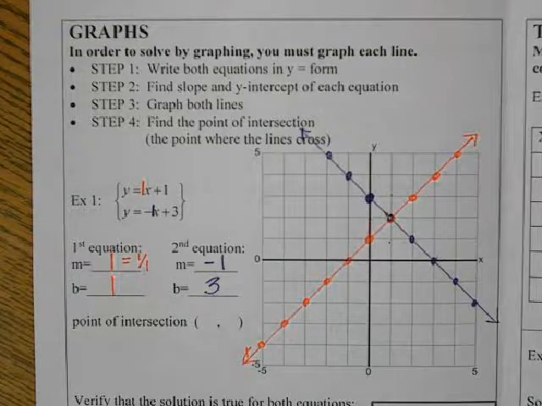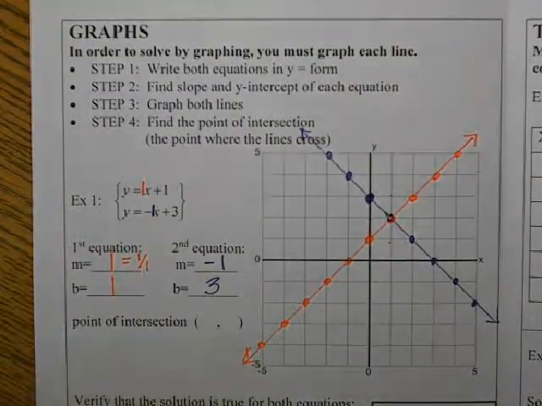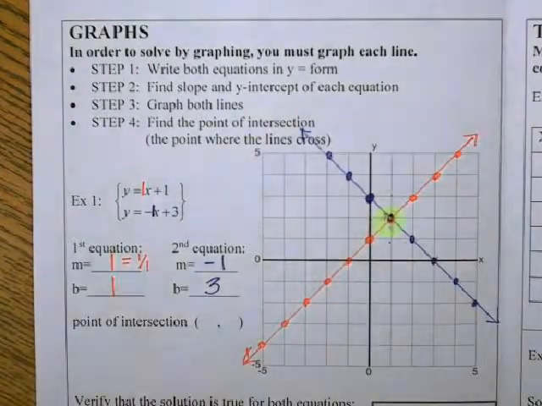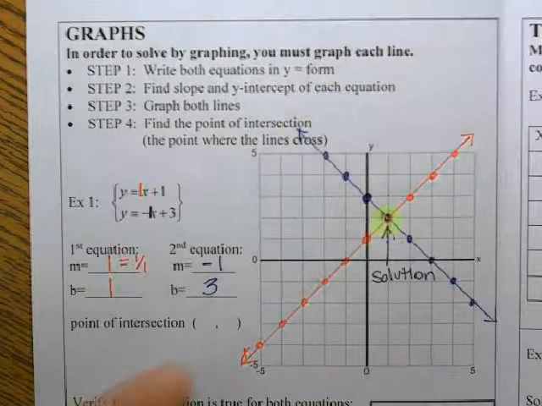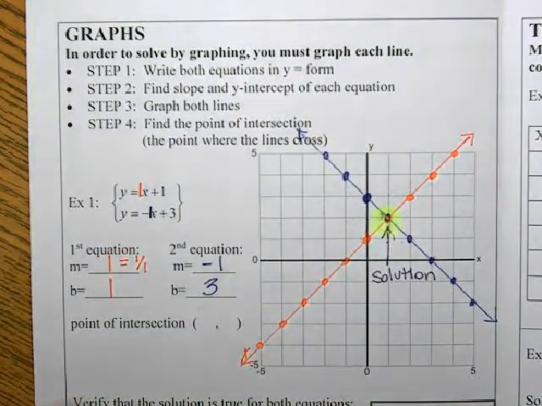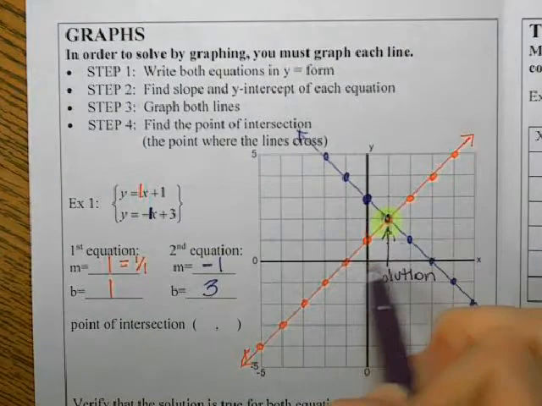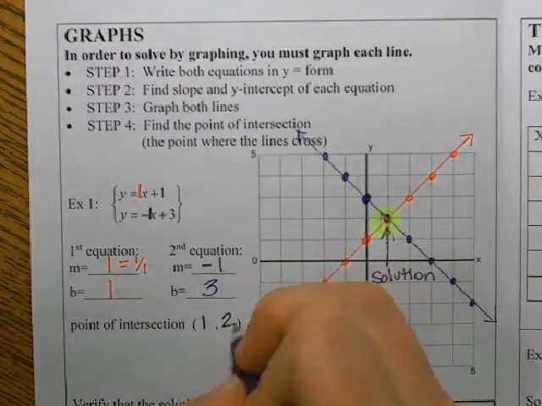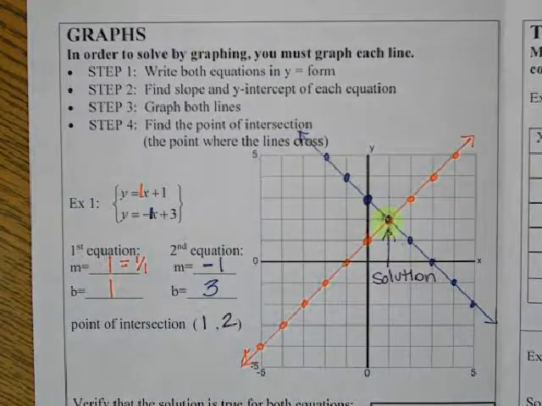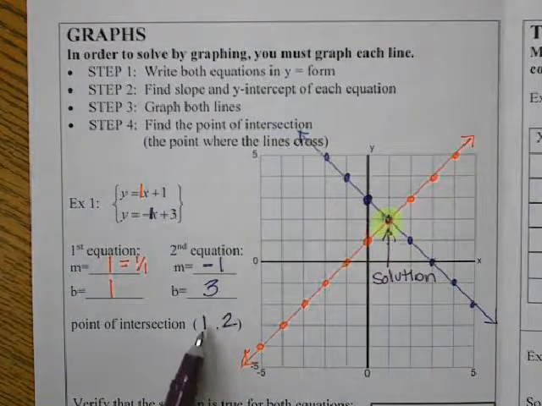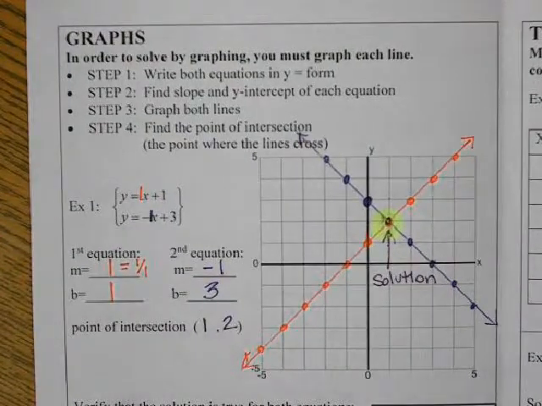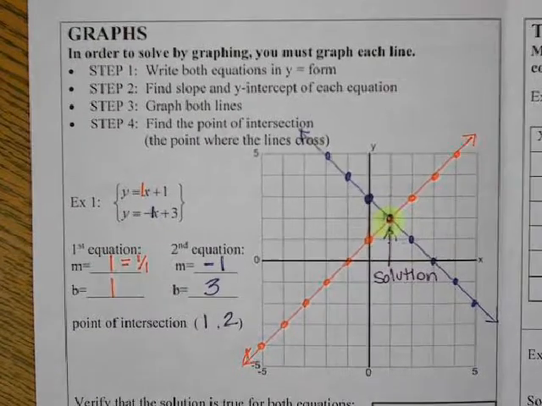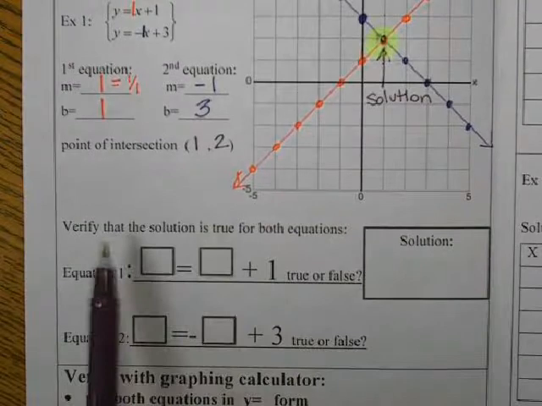So where is this point of intersection? Well, the point of intersection is right here. And what do we call this? We call this the solution. And our solution is going to be at where? This is 1, 2. Okay? So what this means is if I put x equals 1 and y equals 2 into these equations, they're going to come out the same. Okay? And it's going to say that they're true.